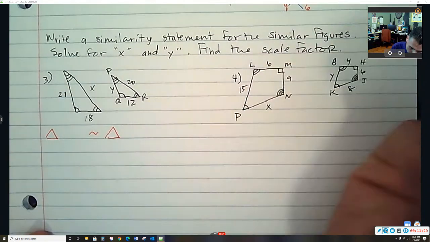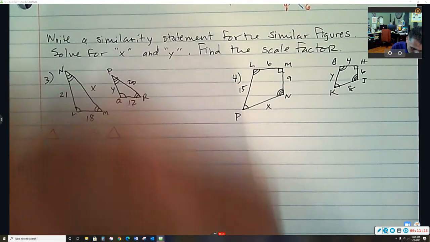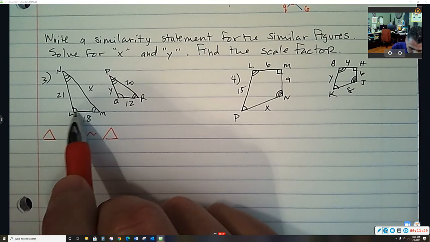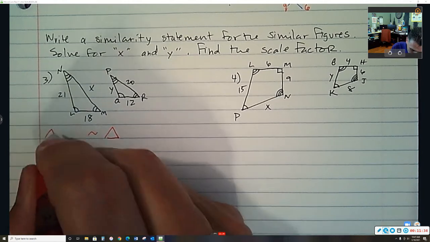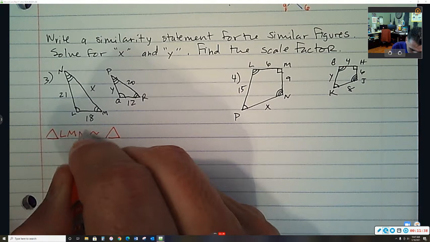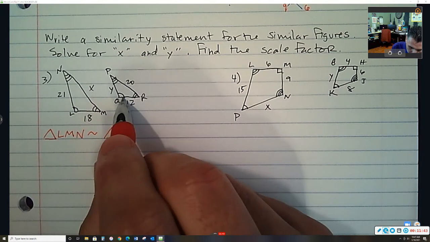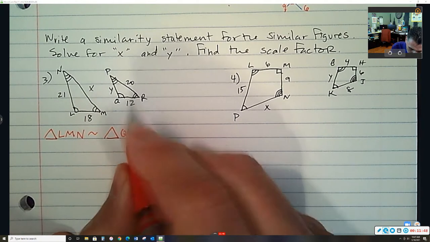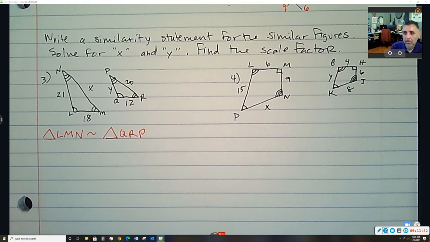Let me just go MLN, whatever. So to name it, I like to just follow the markings in order. L has 1 mark, and then M has 2 marks, and N has 3 marks. And then over here, same thing with this other one. Q has 1 mark, R has 2 marks, and then P has 3 marks. So that would be the similarity statement. That's how they match up.